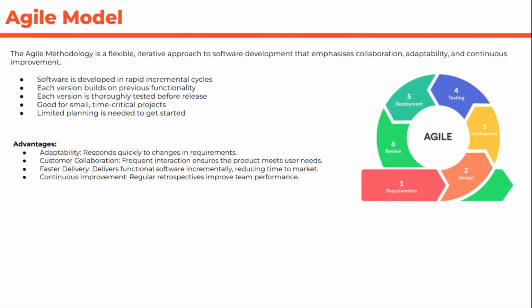Also, you've got continuous improvement. That's regular retrospectives, and they improve the team performance because there's lots of feedback between the team, things to work on, use of specialisms in the team, etc. And that's very good in an agile model. So, what about disadvantages? Sounds good, right?